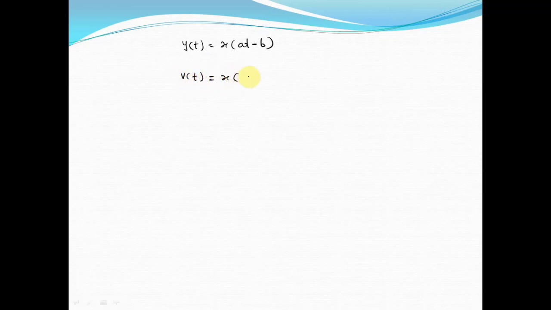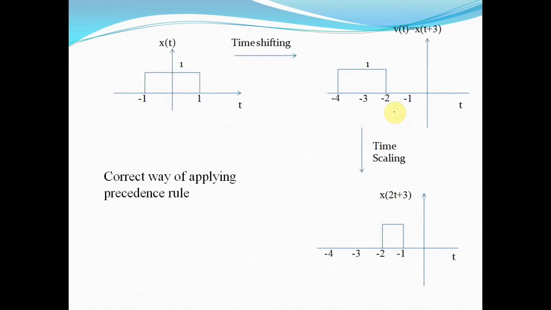So v of t is equal to x of t minus b. Now when we apply the scaling operation, then that t is replaced by at, and therefore after shifting, we are going to apply the time scaling operation, which will result in a signal x of at minus b. So according to the precedence rule, the time shifting operation must be performed first and then the time scaling operation is performed. This is the correct order in which we can apply these operations on a particular signal. Now let us understand one example.